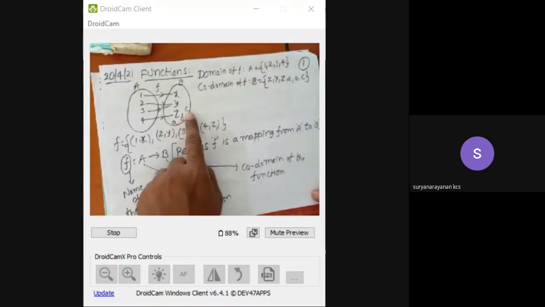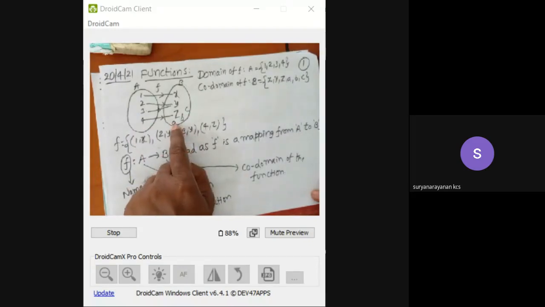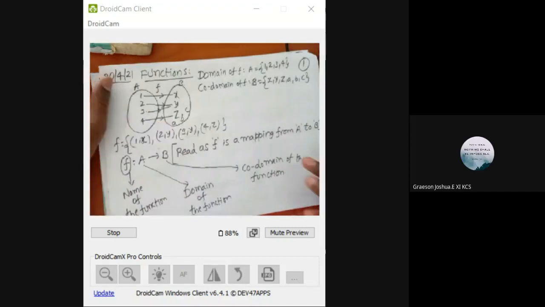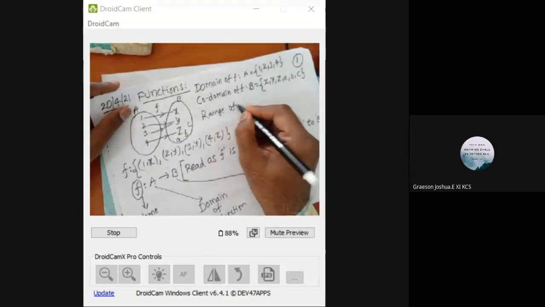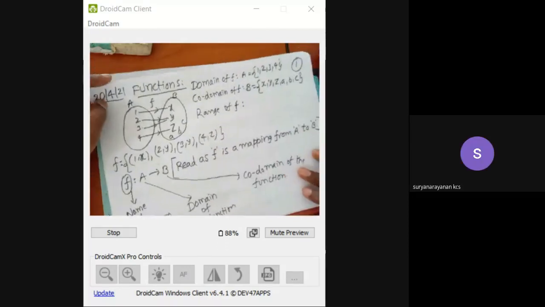They are not associated with any element in the domain. Yes or no? A is not associated with any element. B is also not associated. C is also not connected with any element. Yes or no? Yes, sir. Now you see the difference.